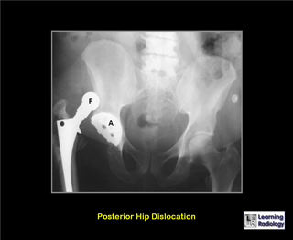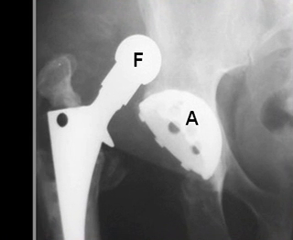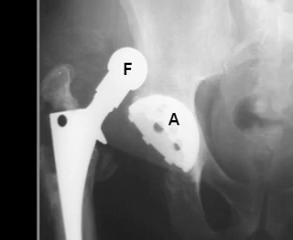This is a dislocation of a prosthetic hip. The prosthetic femoral head, F, lies superior to the prosthetic acetabulum, labeled A.